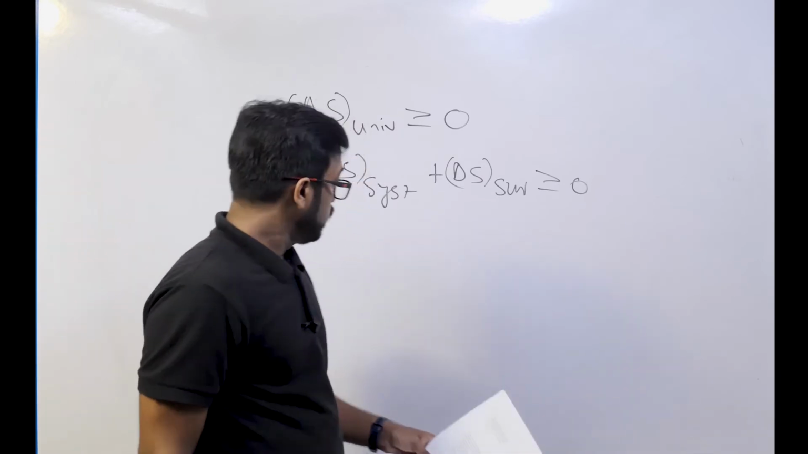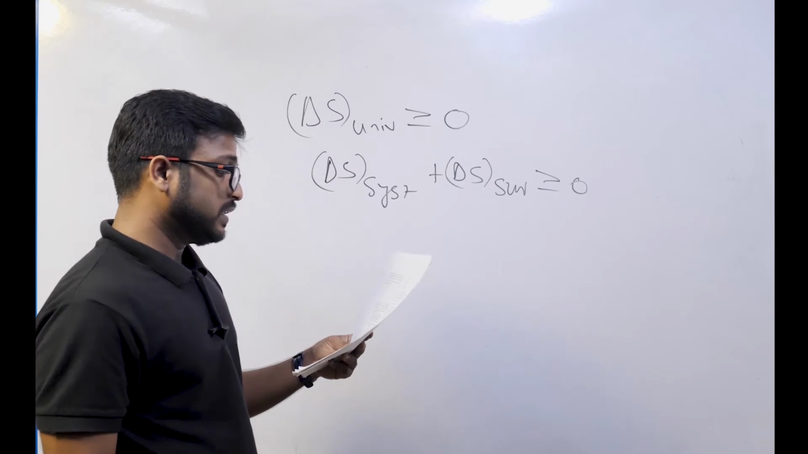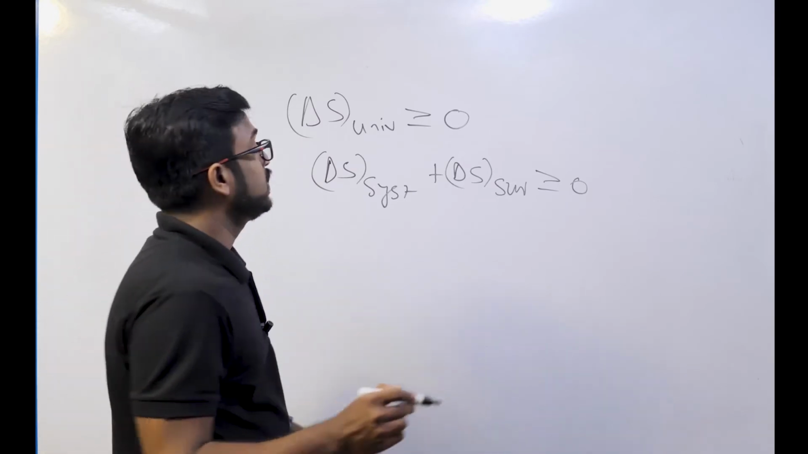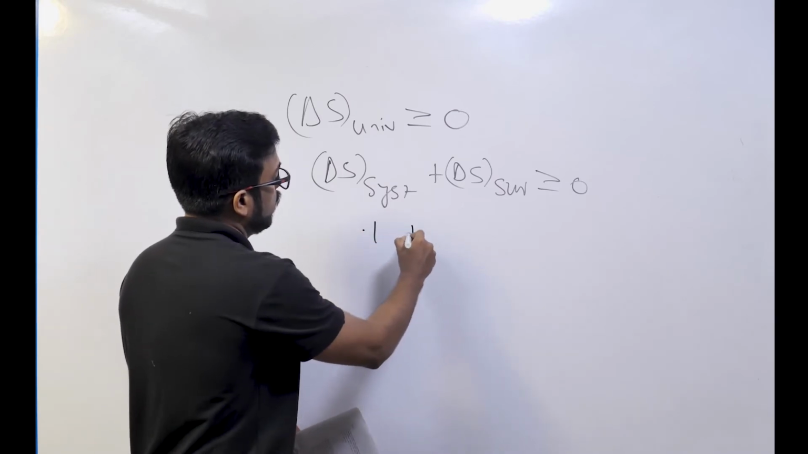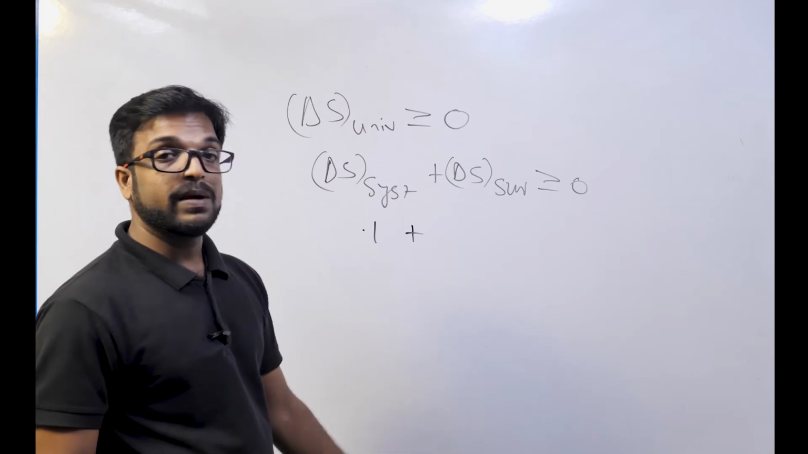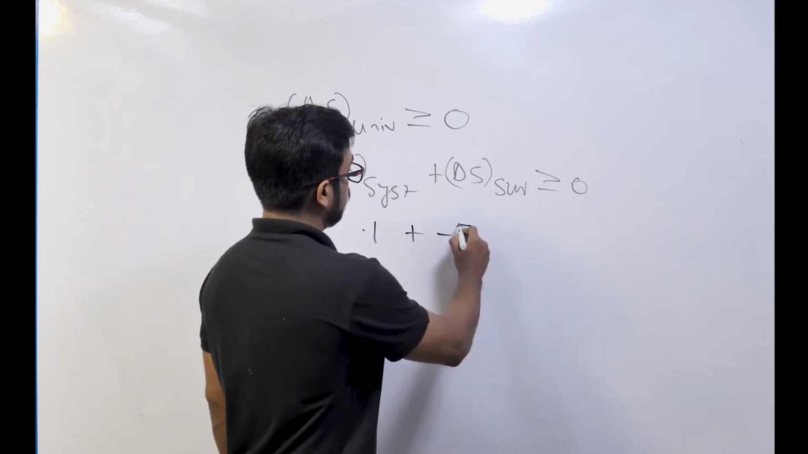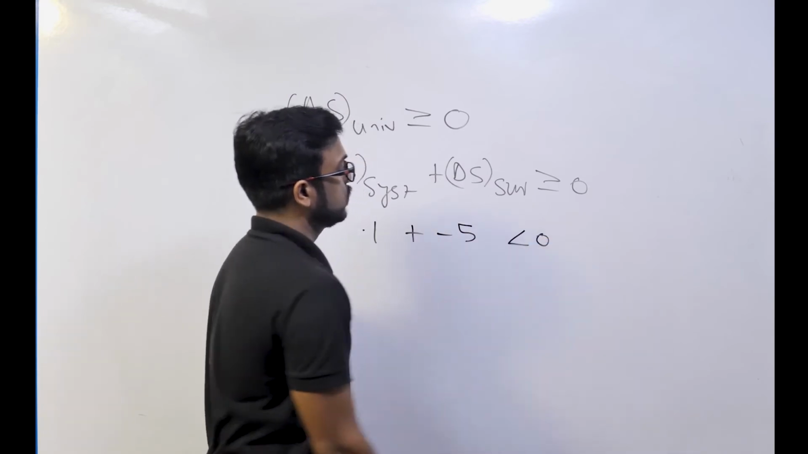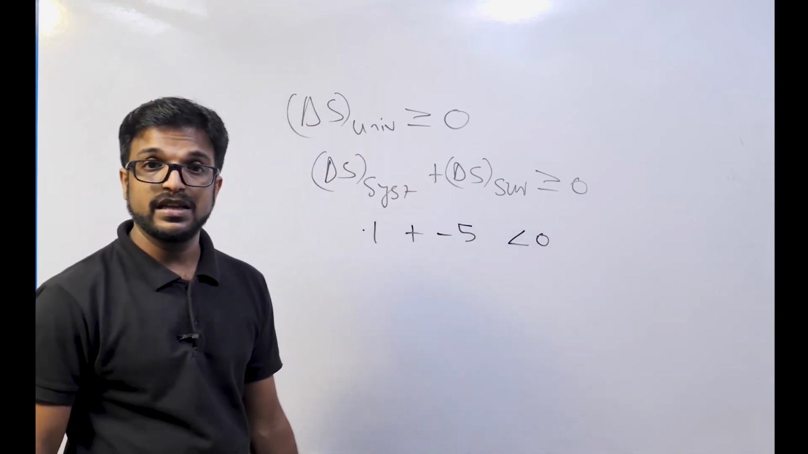So let's find that. For the first one, it is 0.3 to 0.4, so the change is 0.4 minus 0.3, that is 0.1, plus for the second one, 80 to 75, 75 minus 80 is minus 5. So this value is coming to be less than 0. So the process is impossible, right? Yes or no?